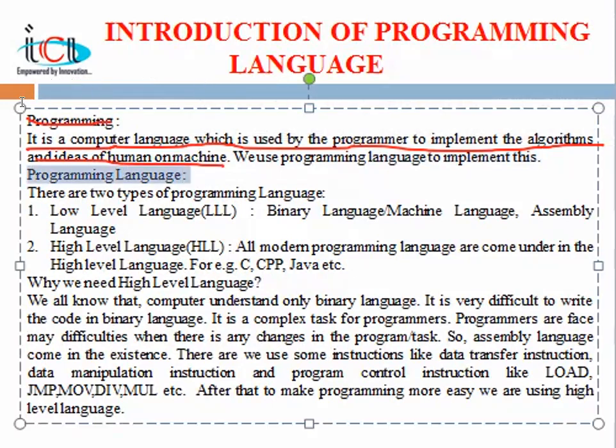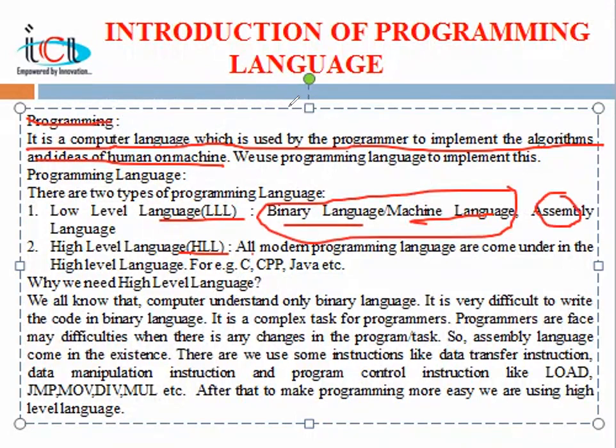There are two types of programming language. First is low level language, that is called LLL, and second is high level language, that is called HLL. Binary language and machine language, and the second is assembly language. These languages are called low level language. High level language includes all modern programming languages like C, C++, Java, etc.